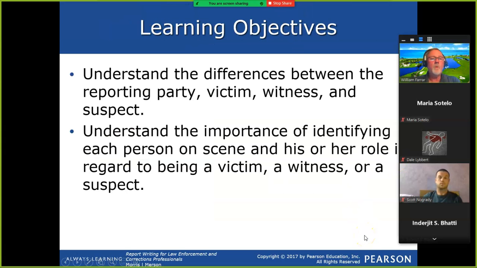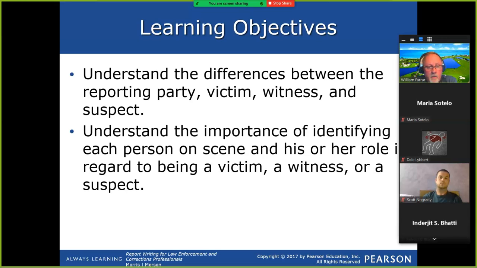But what we want to do for Chapter 8 is really understand the difference between a reporting party, a victim, a witness, and a suspect. And it might seem simple, and sometimes these can overlap. So we do have to understand that. Your reporting party could also be the victim. The reporting party can be separate. Your witness could be the reporting party. So there's a lot of different things. And on occasion, your suspect could actually be the reporting party.